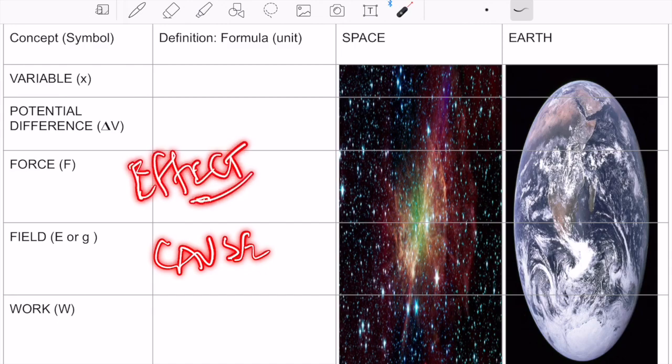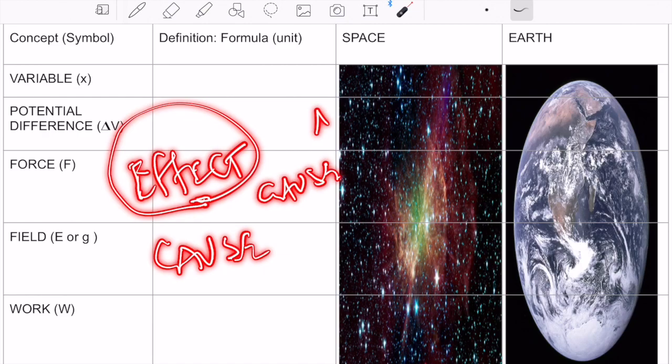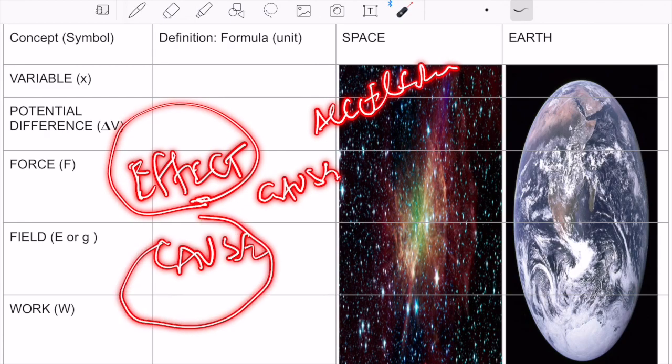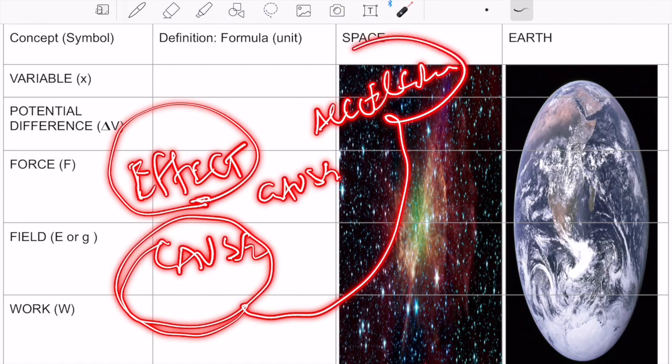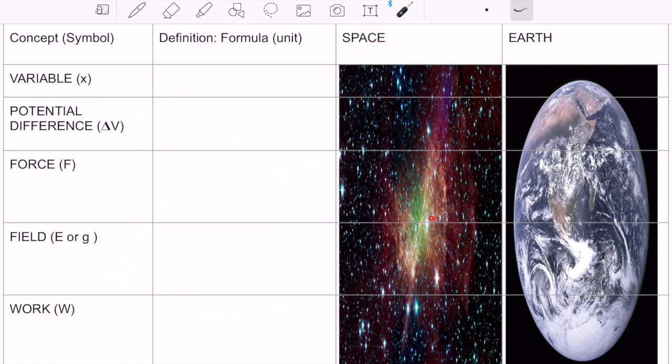But then, a force causes an acceleration. So in a way, a field is what causes an acceleration. It could be the acceleration of a charge, it could be the acceleration of an apple, anything that falls inside a gravitational field. So there are basically two types of forces that we're going to discuss today: gravitational forces and electric forces.